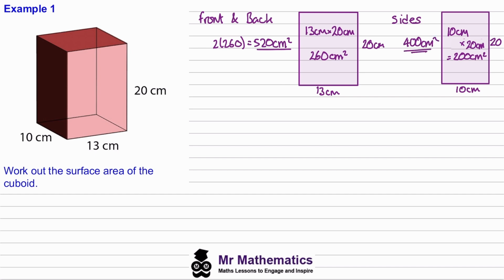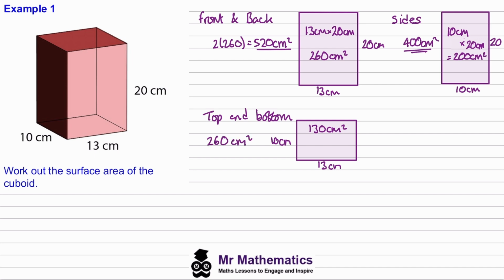Okay? So we've done the front and the back. Now we need to think about the top and the bottom faces, which are also identical. We know our base is this 13, and the width is the 10. So we'll have a 13 by a 10 centimeter rectangle. And this will have an area of 130 centimeters squared. So the top and bottom will be a total of 260.